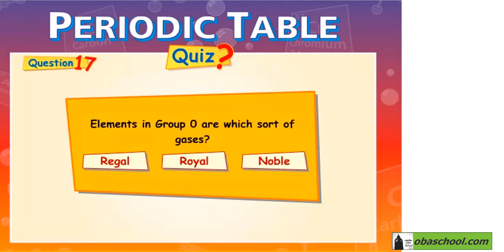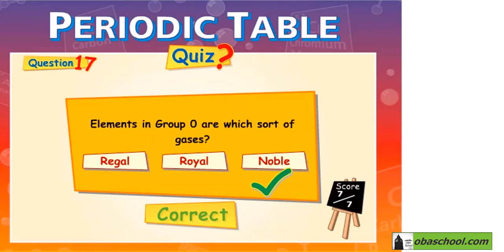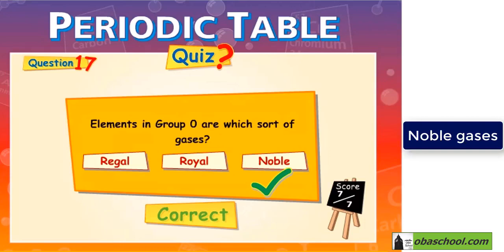Elements in group 0 are which sort of gases? Regal, royal, or noble? The correct answer is noble. Elements in group 0 are called noble gases. They are all gases, and we call them noble because they are inert. They usually don't react with other elements, and they are chemically stable.